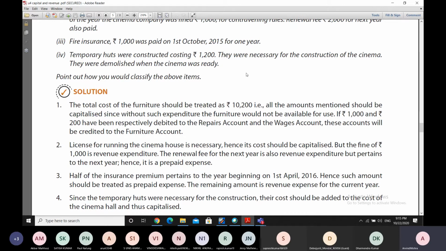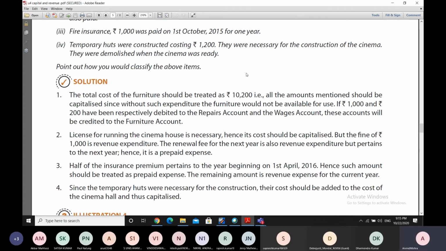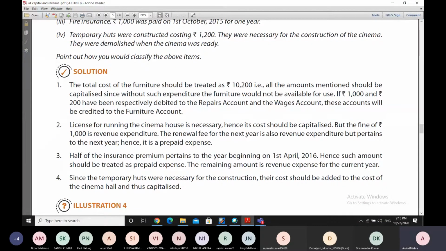Since these huts were demolished later on when the cinema was ready, but that doesn't mean anything. That does not detract from treating it as a capital expenditure. Since the temporary huts were necessary for the construction, their cost would be added to the cost of the cinema hall, even if they are demolished. And this cost of 1200 rupees will be capitalized.